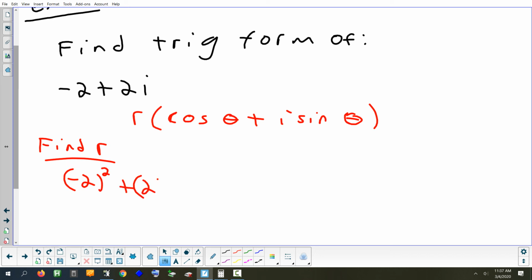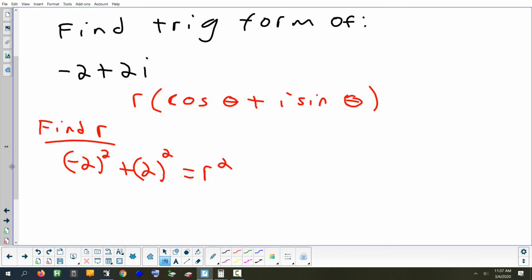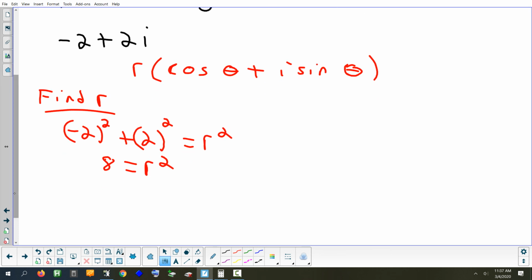Negative 2 squared plus 2 squared equals r squared. Now, he didn't have to worry about the quadrant it was in, because for the Pythagorean theorem, that part doesn't matter. Quadrant is going to matter for the angle. So we're going to get 4 plus 4, which is r squared. So when you simplify it as much as you can, what's r? 2 square root 2. Yep. If they want a decimal, you could just type that in. Okay, so when we write our final answer, that is going to go there.